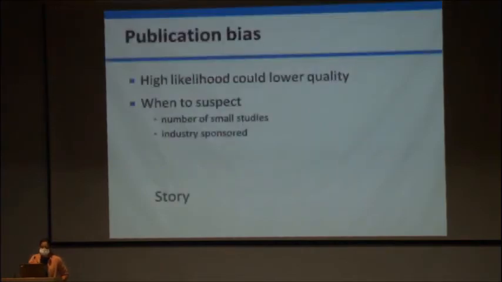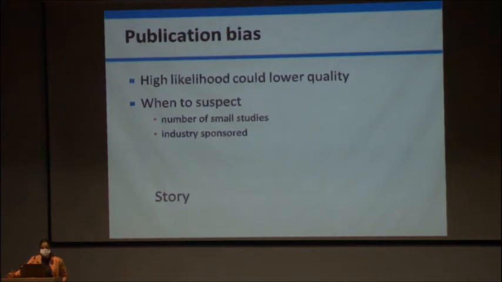Okay. Now, probably the most vexing one is publication bias. It's probably the most troublesome to understand because it refers to evidence that's missing. Now, the problem is that studies with positive results are more likely to be published.